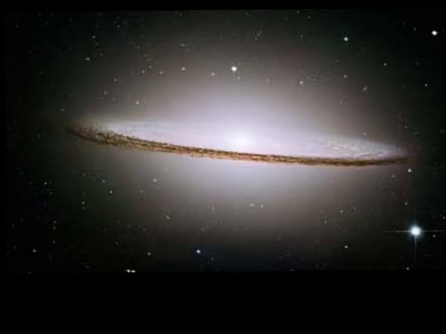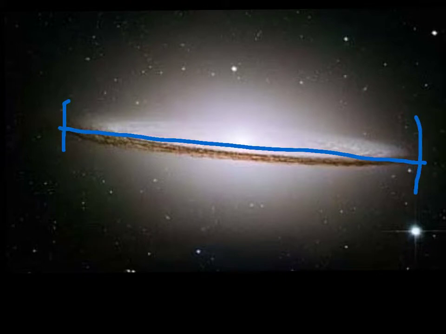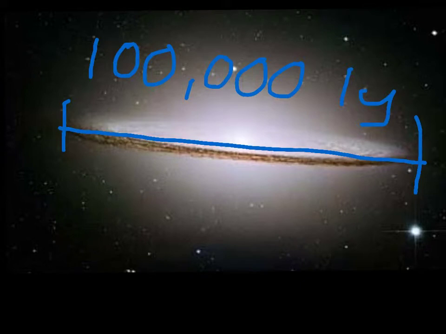Let's think about this. We're talking about some really huge objects. If we were to look at this galaxy, the diameter of this galaxy is probably 100,000 light years. If we were to convert that into kilometers, that'd even be a bigger number. We could write this as 1, 2, 3, 4, 5, 10 to the 5 light years.